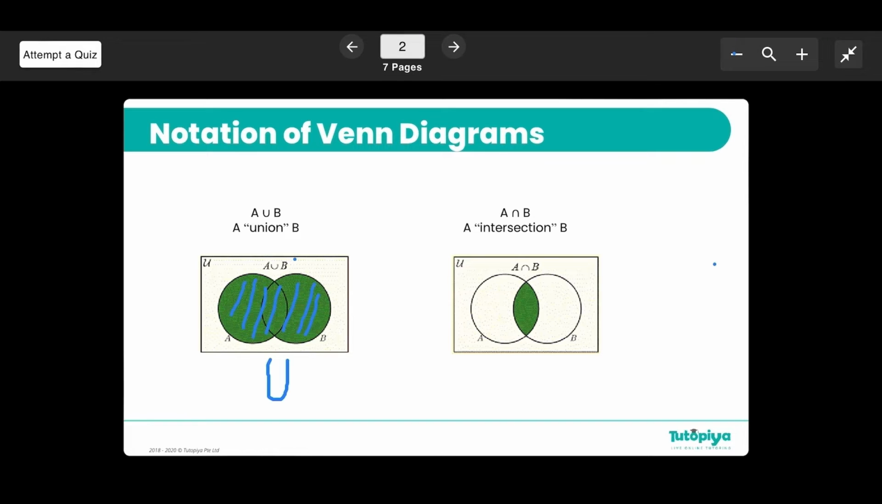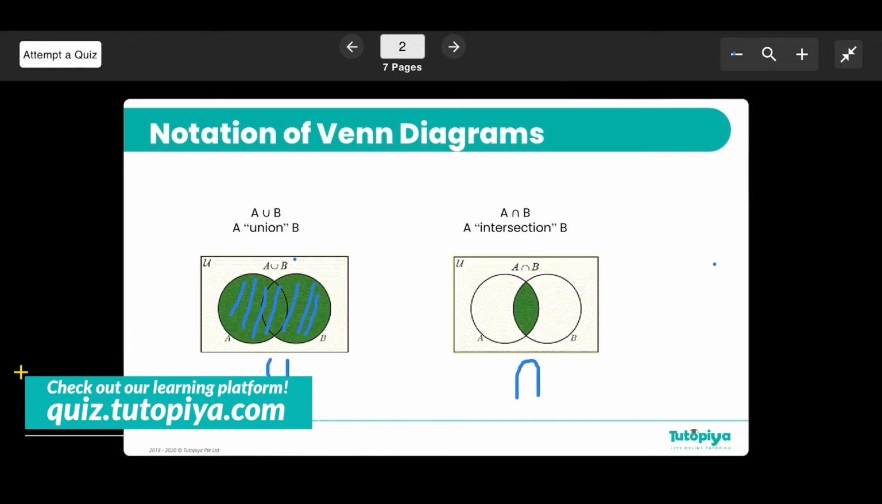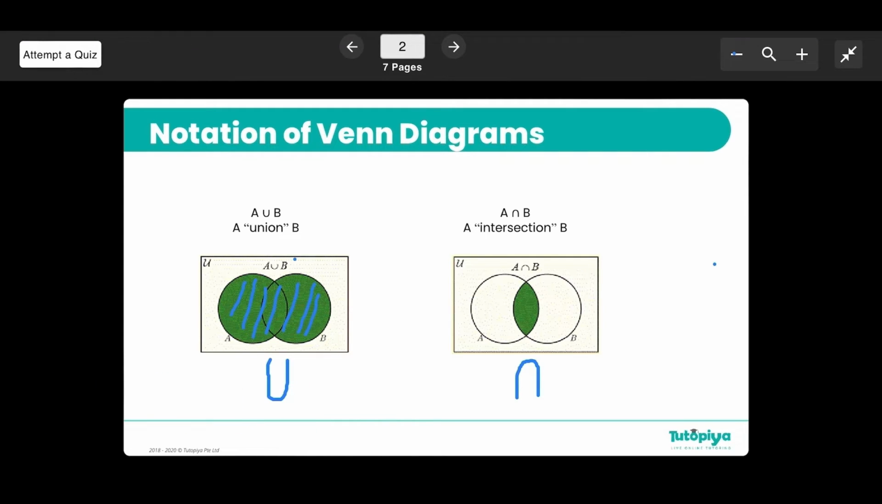Then we have A intersection B, which is basically an upside down U. So you can remember U for union, and for intersection, there's an N, so you can represent that with this upside down U. Intersection is like it sounds. Basically, we talk about the overlap between the two circles. So in this case, that is shaded in green there, the overlap in the center.